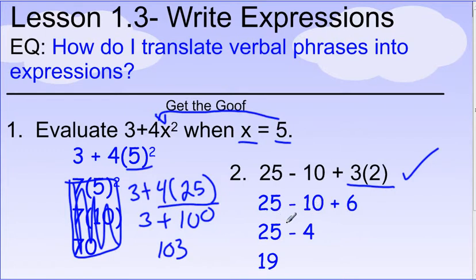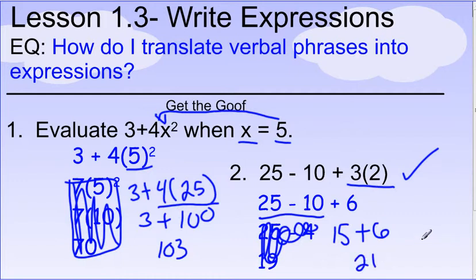What you should do is you should do the subtraction first. Because when you have adding and subtracting in the same step, you do whichever comes first, the left one first, which is that one. So you take 25 minus 10 is 15. And then 15 plus 6 gives you 21. Okay, so that's order of operations.